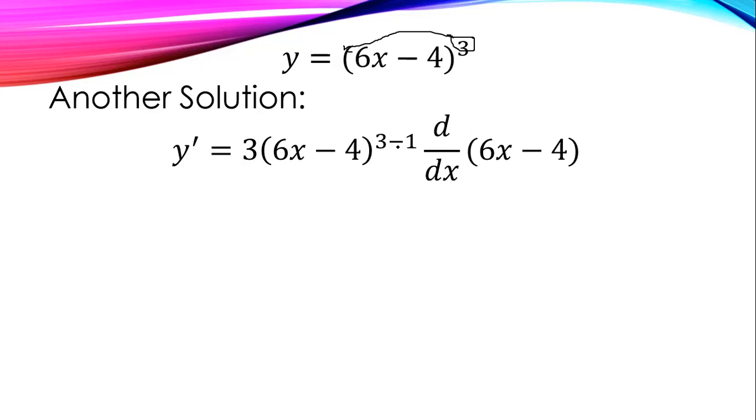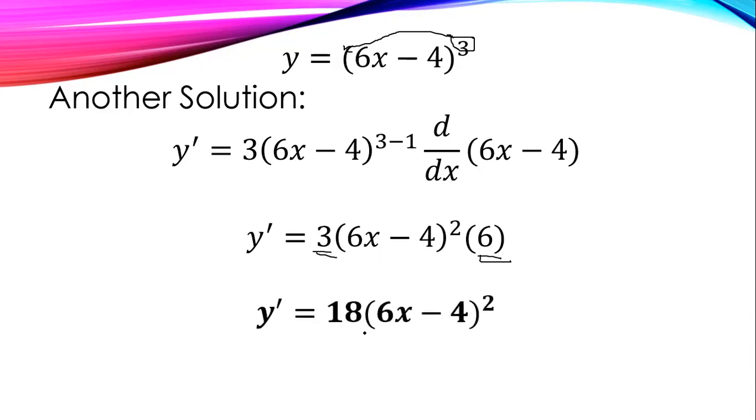So 3 minus 1, the exponent. And then the derivative of 6x minus 4. So ito siya. So now, 3 minus 1 is equal to 2. So we have 3 multiplied by the quantity 6x minus 4 squared. And then the derivative of 6x is equal to 6. And then we should know that the derivative of this constant, negative 4, is equal to 0. Kaya wala na siya. So now, 6 multiplied by 3 is equal to 18. And the final answer is 18 multiplied by 6x minus 4 squared.